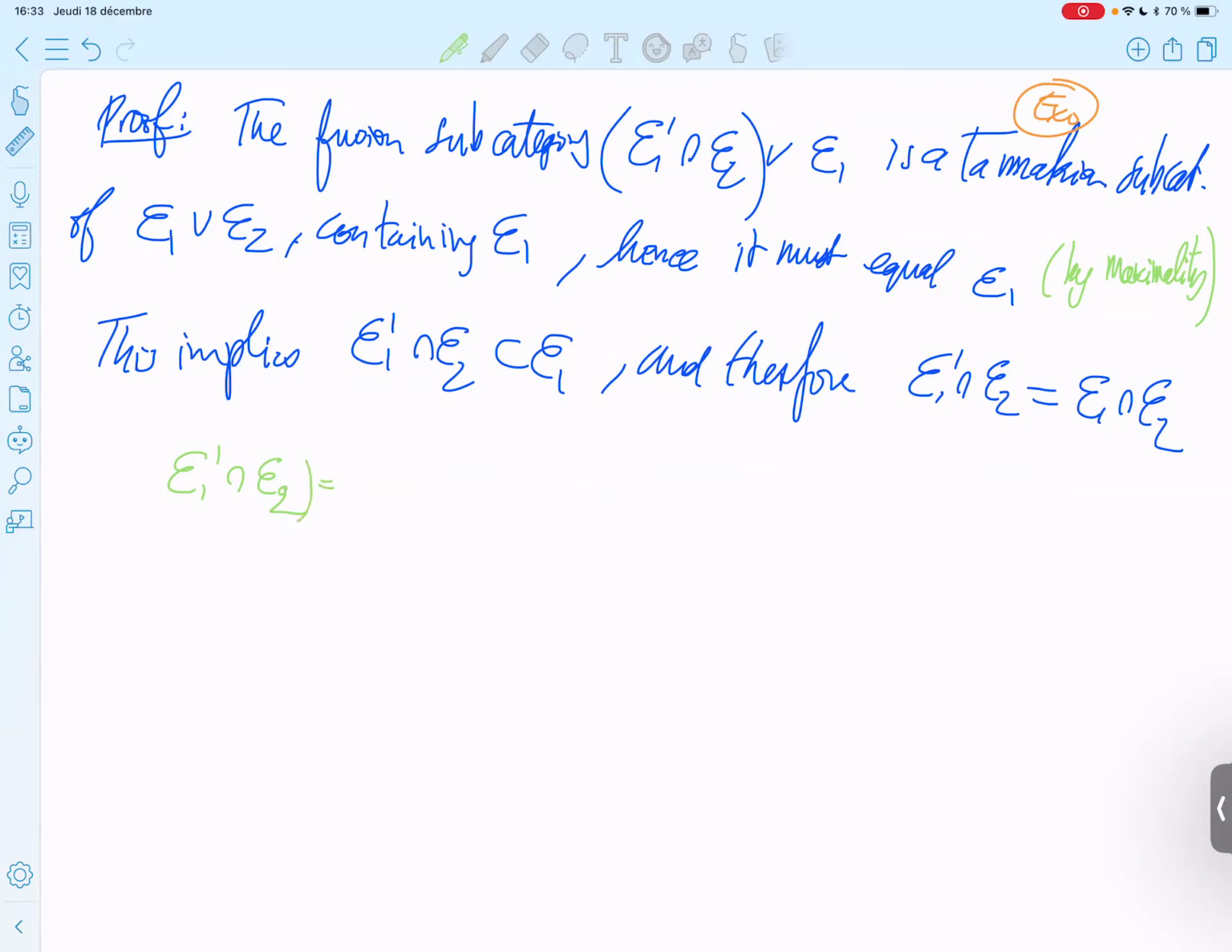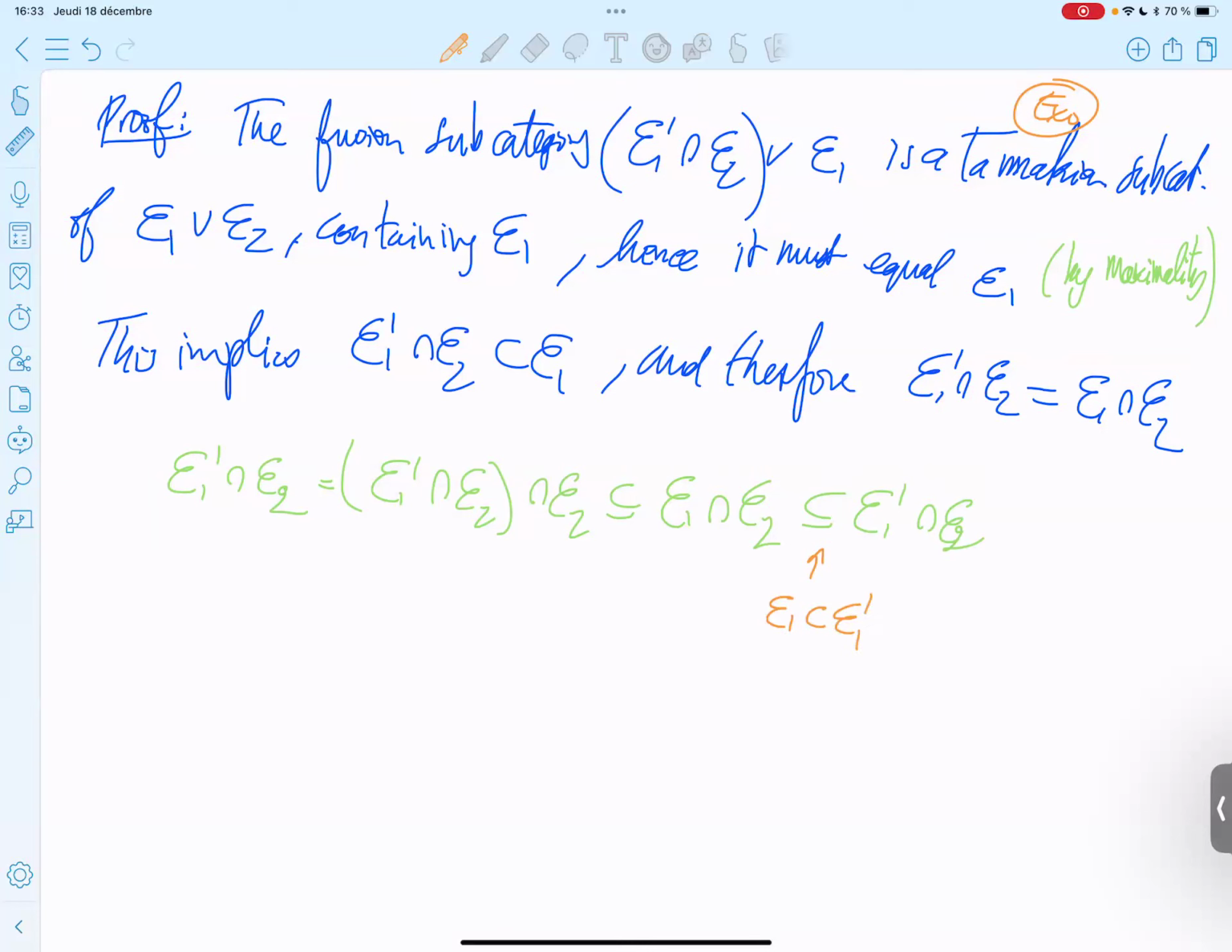This is equal to E1' ∩ E2, and E1 ∩ E2 is included in E1' ∩ E2. Okay, so this is included in E1' ∩ E2 because E1 is included in E1' by symmetry.